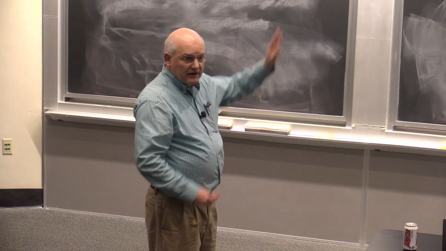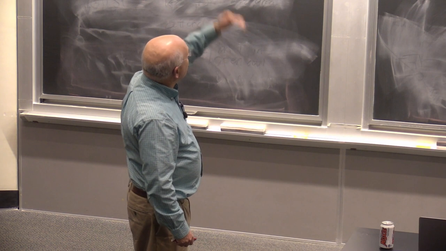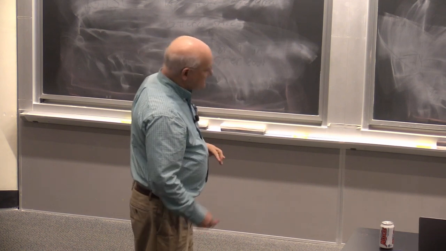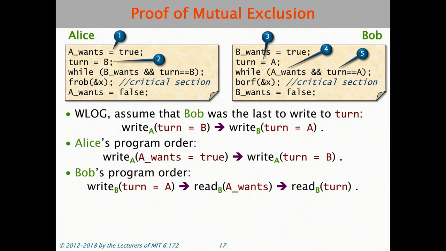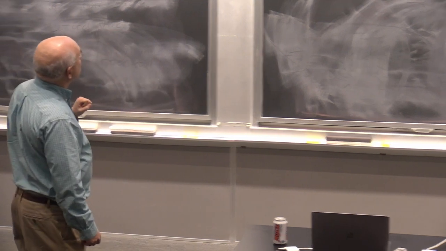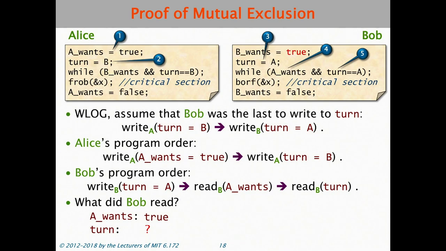So this is all based on just the interleaving, the program order, and the fact that Bob was the last to write. That's all we're using. And so why is that a contradiction? Well, we know what the linear order is. What did Bob read when he read A wants? In step four, he read the last value in that chain, the most recent value, where it was stored to, and what was stored there? True. Okay. Good.